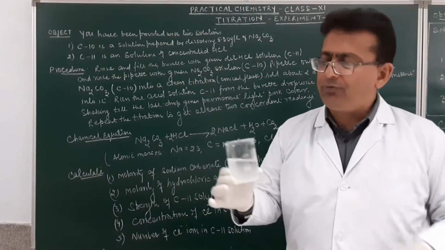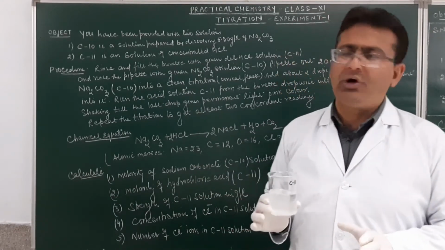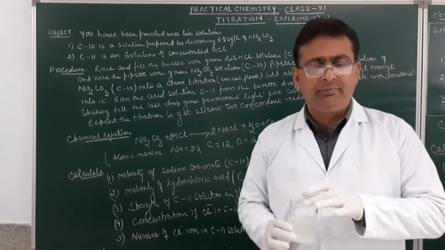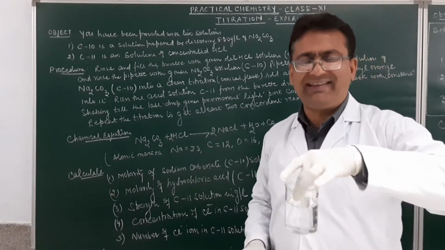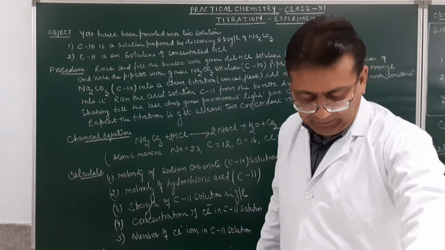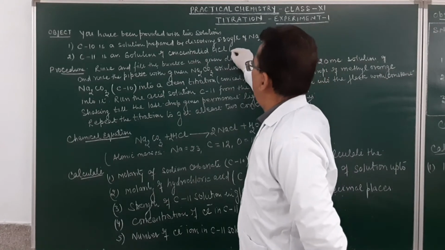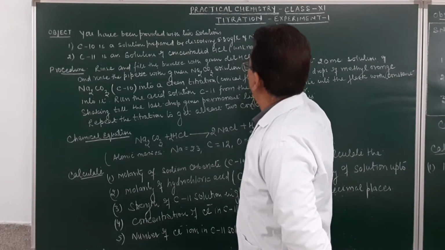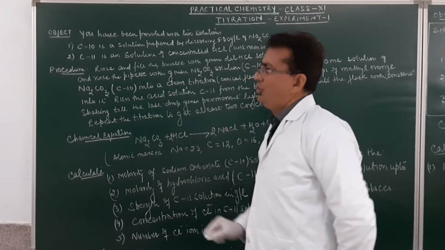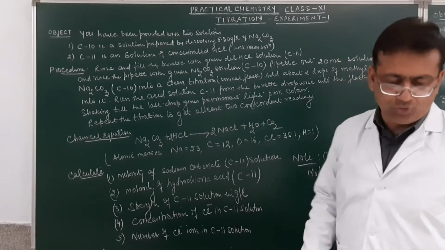C10 is a solution of sodium carbonate, which has been prepared by dissolving 5.3 gram per liter. Then C11 is a solution of HCl, the concentration of which is unknown. So, this is basically the unknown solution. Am I clear, student? This is an unknown solution whose strength is not known to us. Now, what do you need to do?